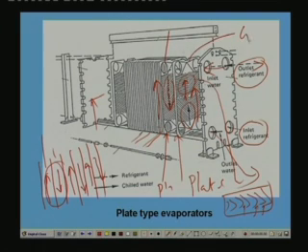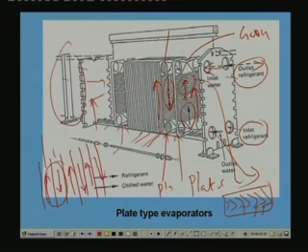For example, this is a gasket. Each plate will have a gasket on both sides, and the gaskets will prevent leakage of refrigerant and also provide the gap for flow passage. So when you stack the plates together and close it with the end plates, a closed evaporator is formed, and the entire evaporator is assembled.